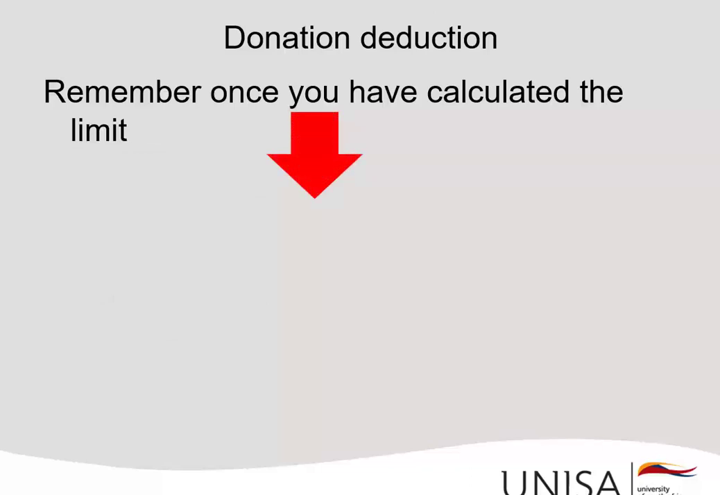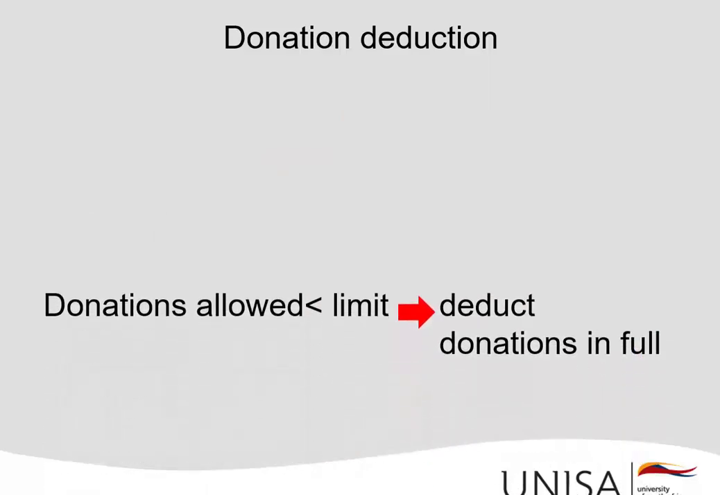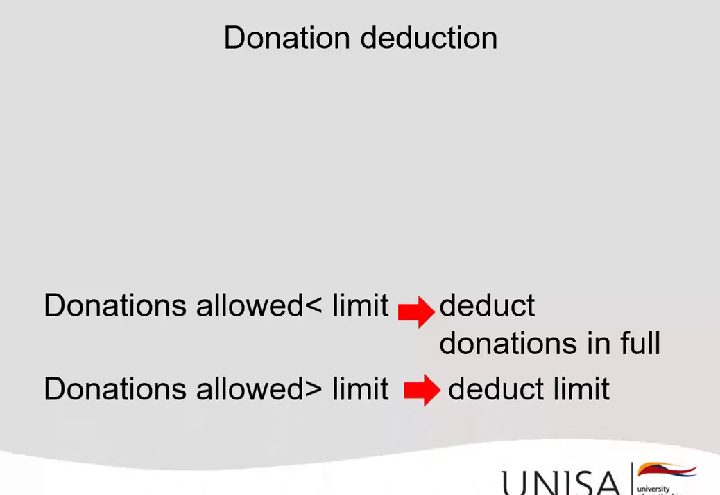Okay, so once again, once you've calculated the limit, you're going to apply the limit to the donation. So it's very similar to the deduction of retirement fund contributions, and you're going to want to know if the donations are going to be limited for deduction, or if you can deduct them in full, because the taxpayer would like to deduct their donations in full. So if the donations that qualify are less than the limit, then you'll deduct them in full. If the donations that qualify are greater than the limit, then obviously you're only allowed to deduct the limited amount.